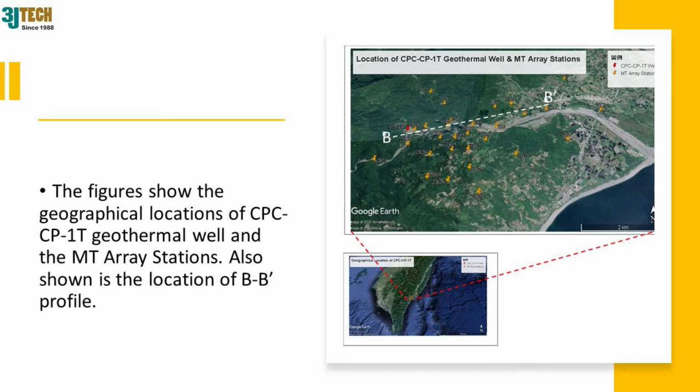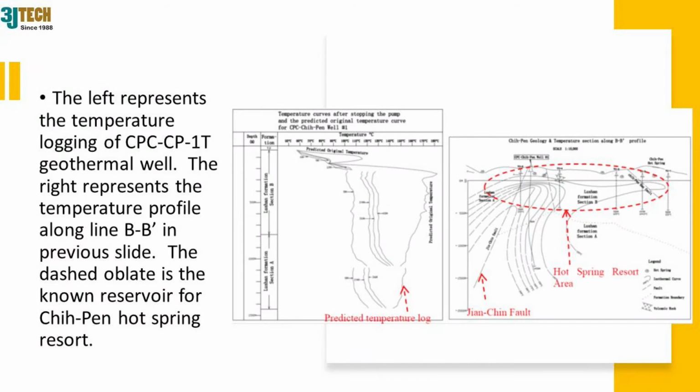Now I would like to show our MT Array results compared with the drillings at Chipen Hot Spring Resort area in Taidong, east of Taiwan. This slide shows geographic locations of the MT stations, the well and the profile B to B'. This figure represents the well temperature logging data and the temperature profile BB' along east-west direction.